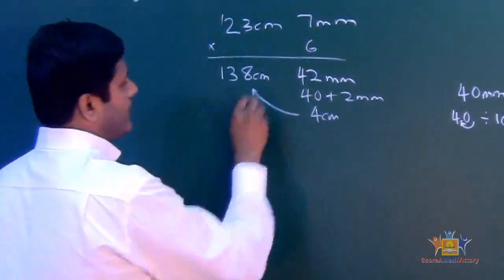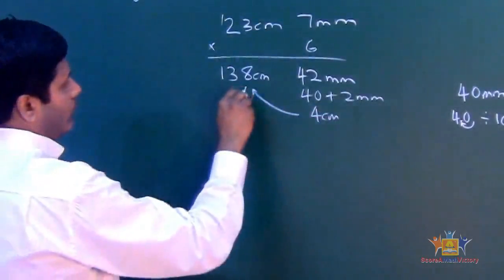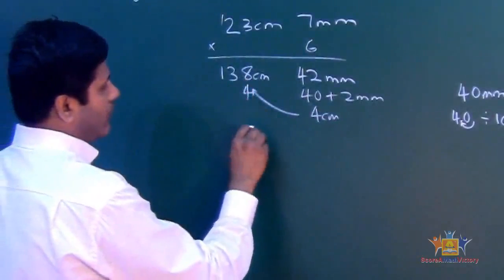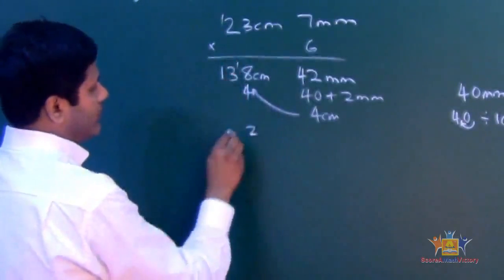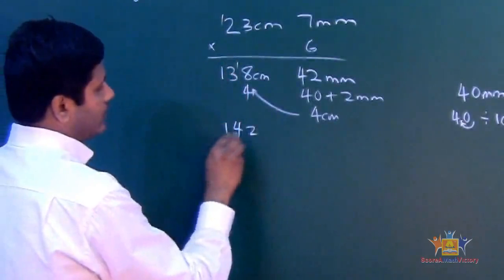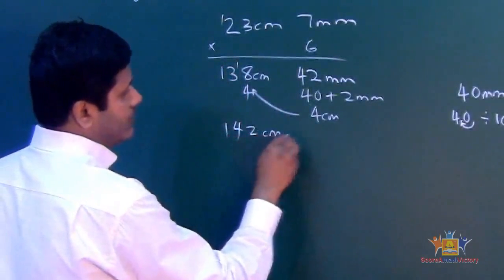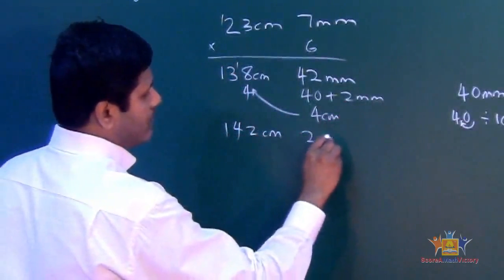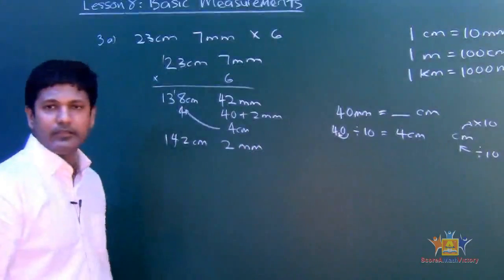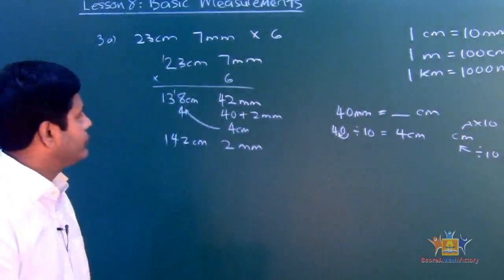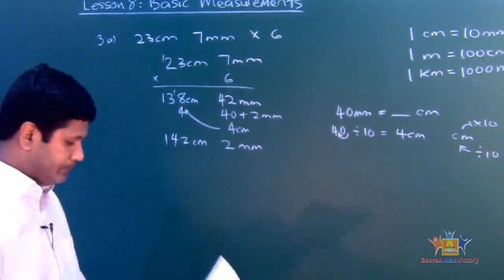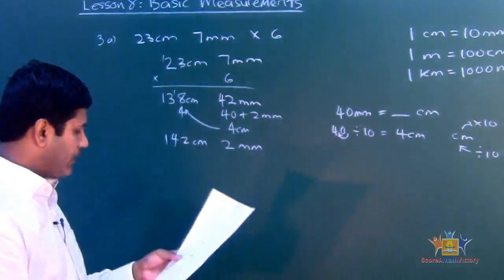And I'm going to add that to that. So 8 plus 4 is 12. 2, carry 1. 1 plus 3 is 4. Bring down 1. So it will be 142 centimeters, 2 millimeters. See that? 142 centimeters, 2 millimeters. Okay? Good. Let's do problem number B.